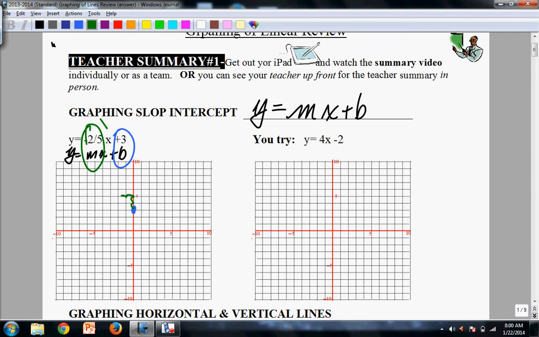So I can rise 2, but I know it's negative, so I go left 5: 1, 2, 3, 4, and 5. Or I could even go down 2 and over 5 this way. It doesn't matter. And such is my line.